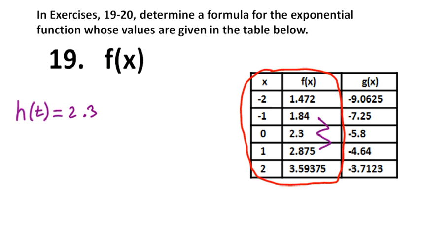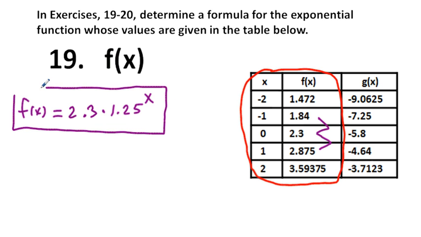So going back to the equation, we get 1.25 to the power of t. And actually, I put h of t. I really should put it in the terms originally given, so I should put f of x, and this t here would become an x. That would give us the values in the table. Take a stab at the even number problems. Good luck, and thank you for viewing.